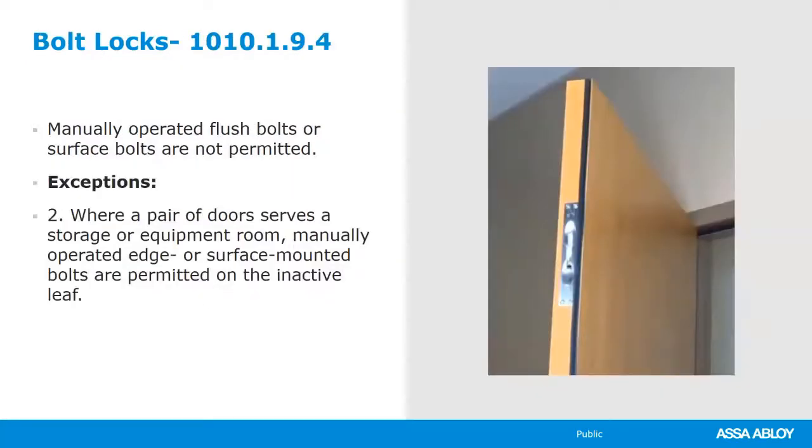Manually operated flush bolts or surface bolts are not permitted except when you have a pair of doors serving a storage or equipment room and that room does not pose a hazard to safety of life, meaning that it's not normally occupied. You don't have a bunch of people sitting inside of a storage room, so therefore the AHJ can permit surface bolts or manually operated flush bolts on the inactive leaf.